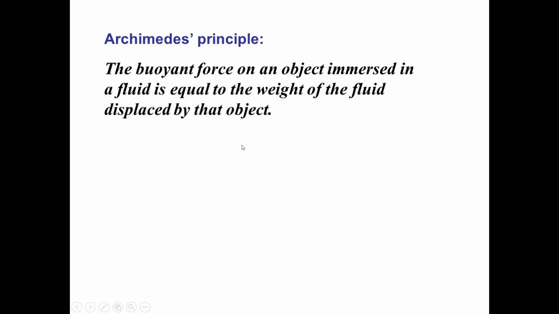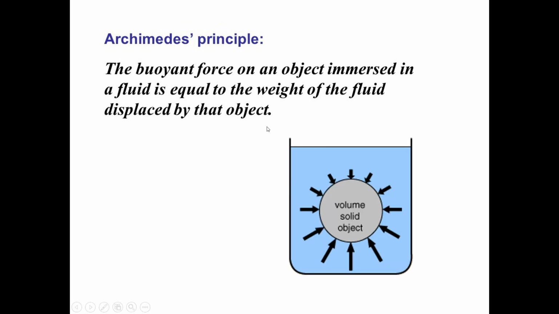So Archimedes' principle says the buoyant force on an object immersed in a fluid is equal to the weight of the fluid displaced by that object. And it's also true if an object is only partially in a fluid. If it's partially submerged, you just look at the amount of fluid that's pushed out of the way by the part that's underneath the water, and that would be the partial buoyant force in that case.